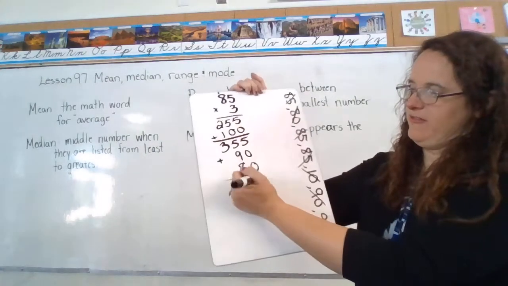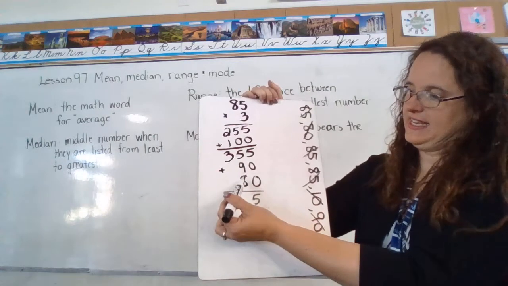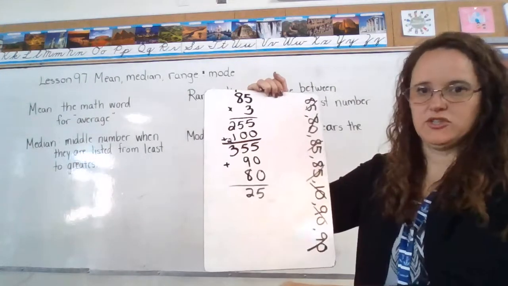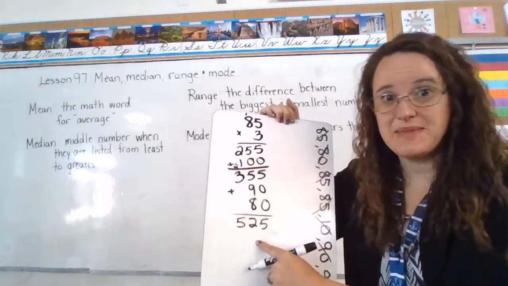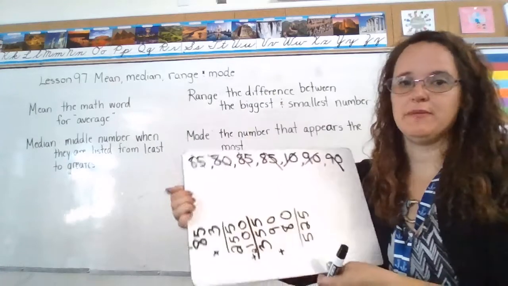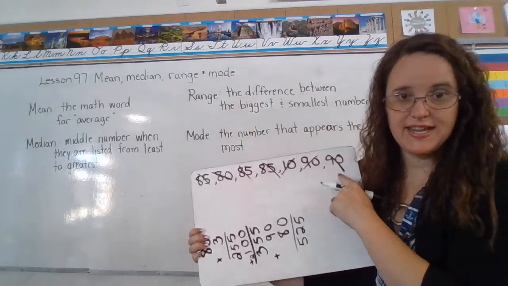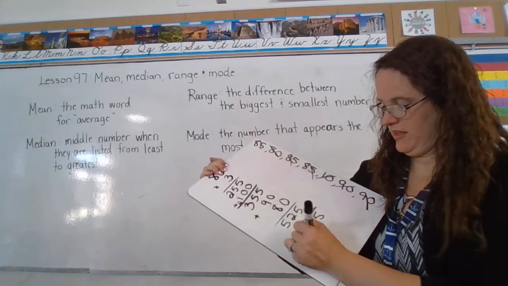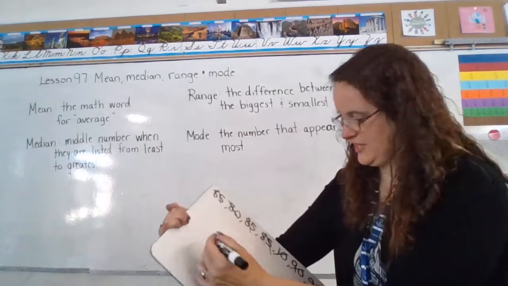So let's add here, 5 plus nothing is 5. 5 plus 8 plus 9, let's see, 9 and 8 is 17. 17 plus 5 is going to be 22. Carry my 2. 2 plus 3 is 5. So I got 525. So is that his mean? Is that his average? No, because now I have to divide that by 1, 2, 3, 4, 5, 6, 7 numbers. So I'm going to now take my 525 and divide it. In fact, let's get rid of all this work here so you're not confused.